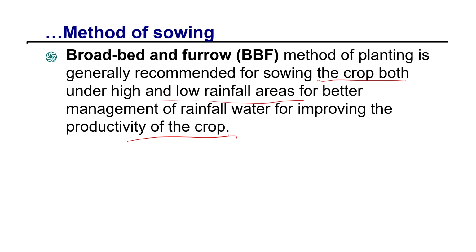How is it possible? Because if there is high rainfall, that means water can be drained through the furrows which are between the two beds. These furrows can act as a drainage channel and also retain some water. Similarly, under dry conditions or less rainfall condition, these same furrows can conserve the water, which will have lateral movement and can supply to the crop.